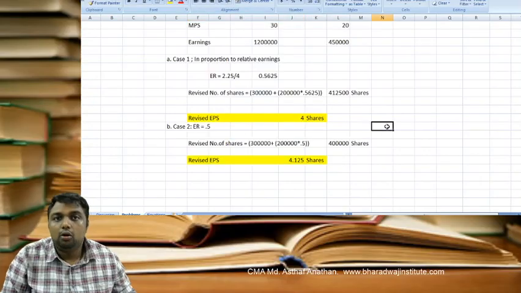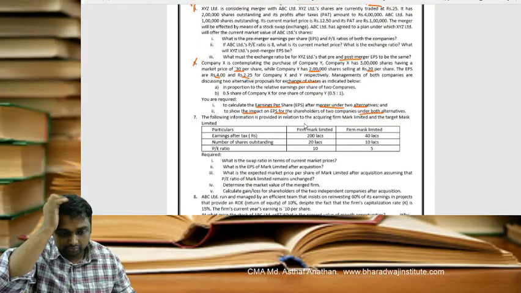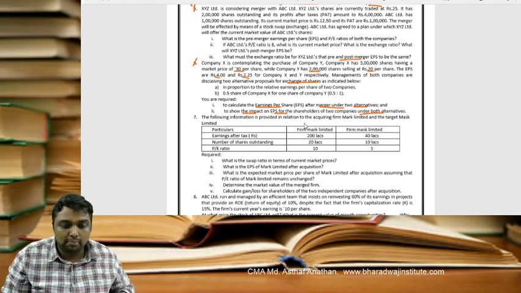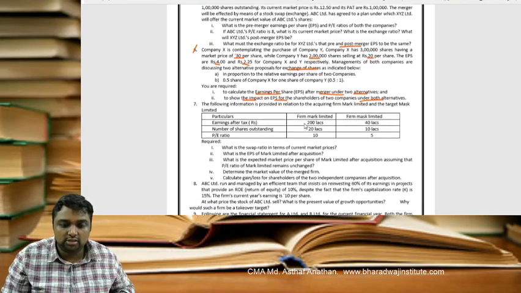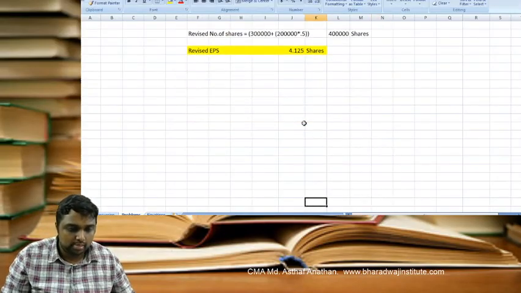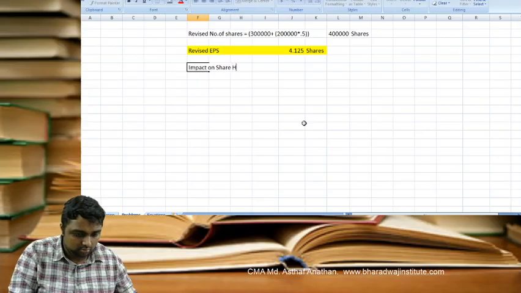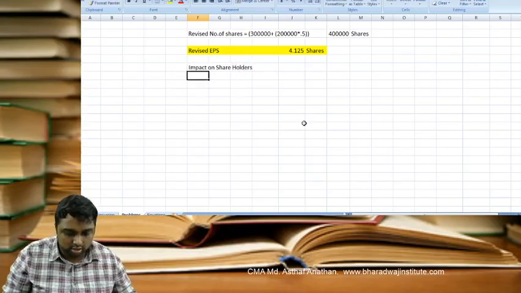We have done almost completion of the answer. See now what they are asking. To show the impact on EPS of shareholders of the two companies under both the options. Impact on shareholders.